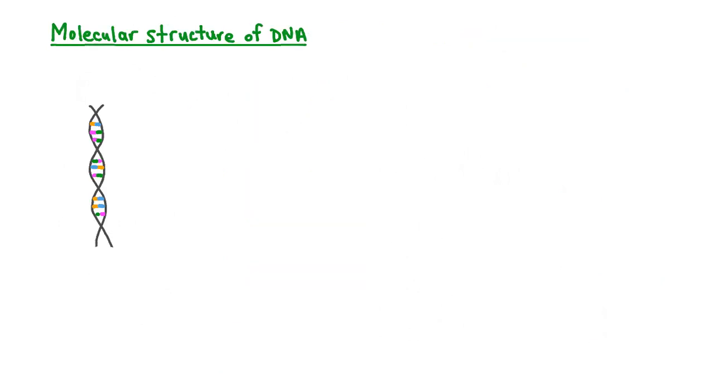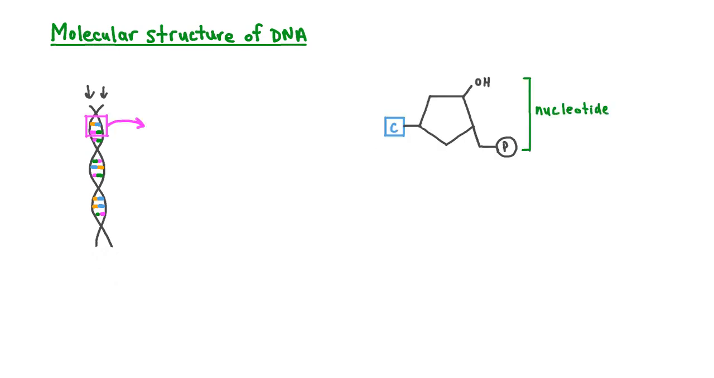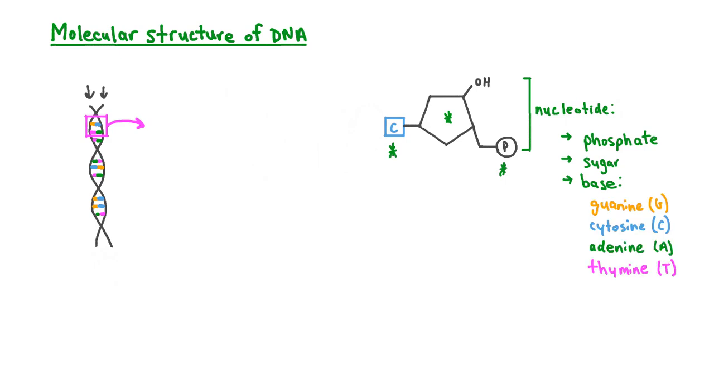So here's a section of DNA, and as we see, it contains 2 strands. In between these strands are the different base pairs. Let's zoom in so we can get a closer look. DNA is made up of repeating subunits called nucleotides. Here we're just looking at one of them. Each nucleotide contains a phosphate group, a sugar, and a nitrogenous base, often simply called a base. That could be either guanine, or G for short, shown here in orange, cytosine, as shown in blue, adenine, as shown in green, and thymine, as shown in pink.